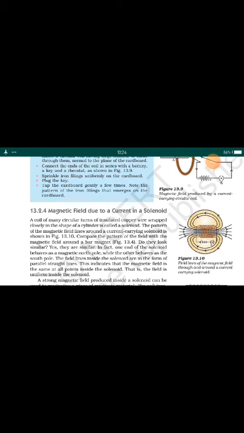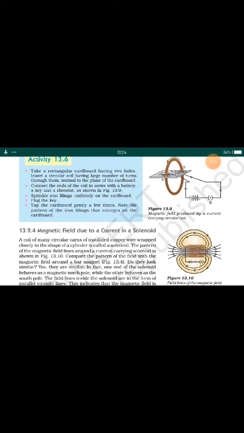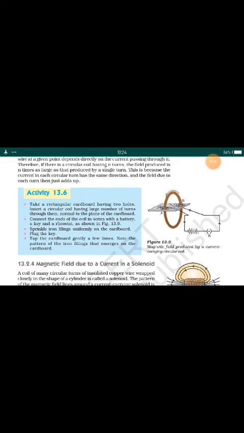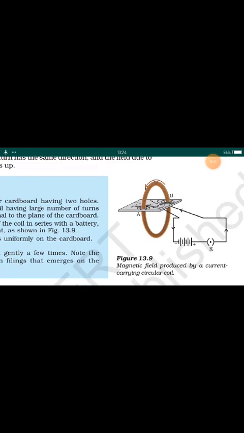Plug the key. हमें प्लग की जो है प्लग करनी है, मीन्स के उसको हमें अटैच करना है. Tap the cardboard gently a few times. Note the pattern of the iron filings that emerges on the cardboard. कार्डबोर्ड के साथ उसको इमर्ज करना है. ये जो है वो उसका डायग्राम है.